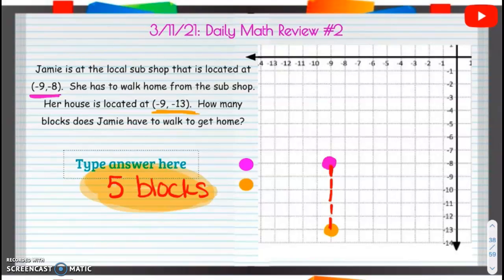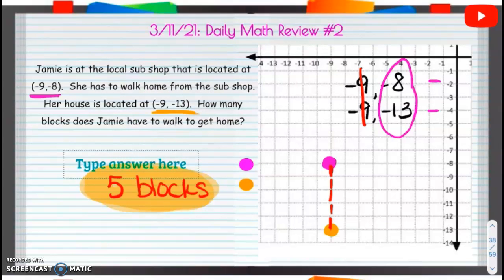If we weren't given this graph, we could have lined them up as so. So we could have -9, -8, -9, -13. And the -9s are the same, so they're going to go off into the sunset. We are going to take a look at -8 and -13. They're both negative, so they have the same sign. So if they have the same, subtract.